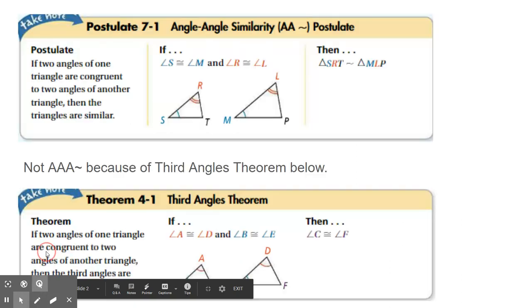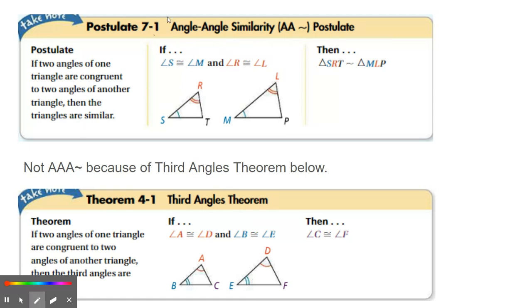Okay. So the first way is called angle-angle similarity. What it says is, if you have two angles congruent to two angles, then the triangles are similar. So it's angle-angle similarity, just needing two angles. Well, let's go into Desmos geometry and let's take a look at this real fast.